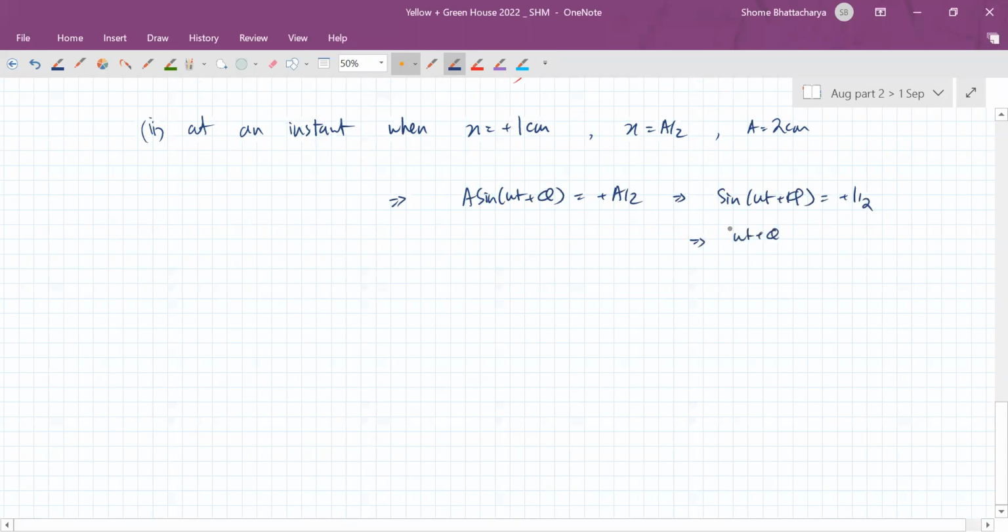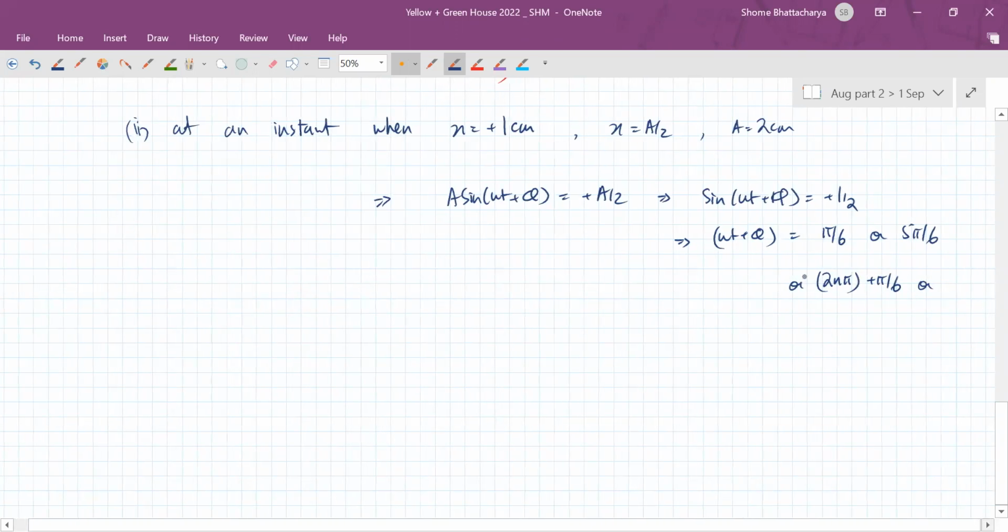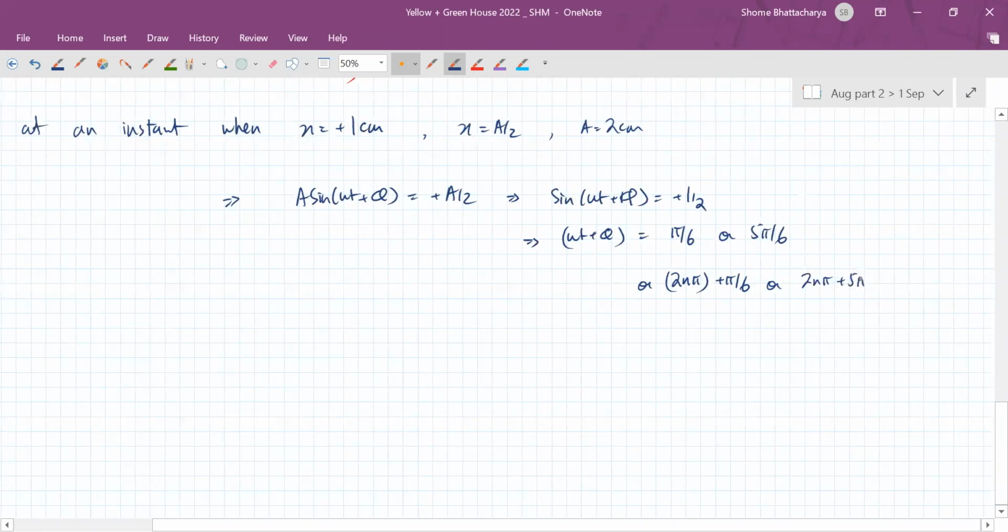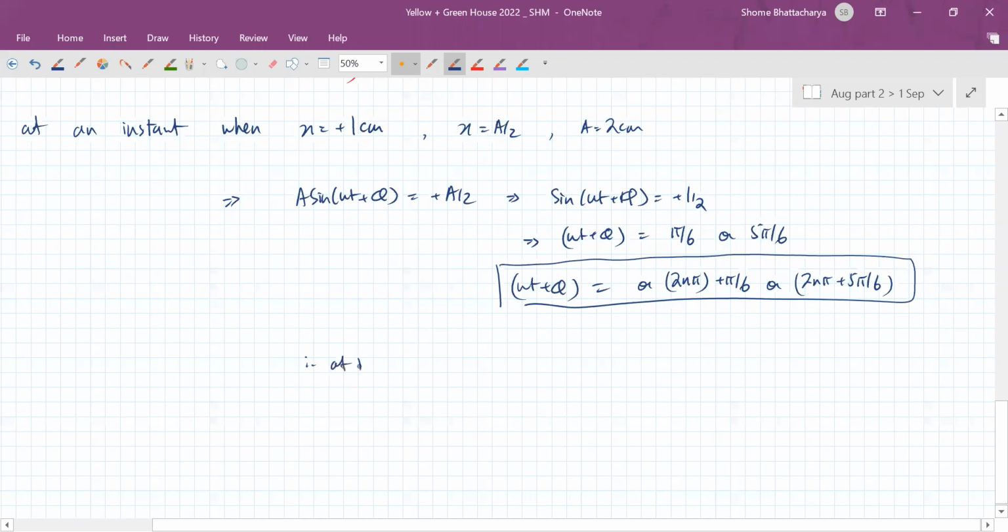Sir, how plus half? Yeah, no, I got it. So it is either pi by 6 or 5 pi by 6, or in general 2n pi plus pi by 6, or 2n pi plus 5 pi by 6. Okay, this is the general solution for omega t plus phi. So therefore, at the same instant, V is how much? It is A omega cos of omega t plus phi, where omega t plus phi now is this kind of quantity, this or this.